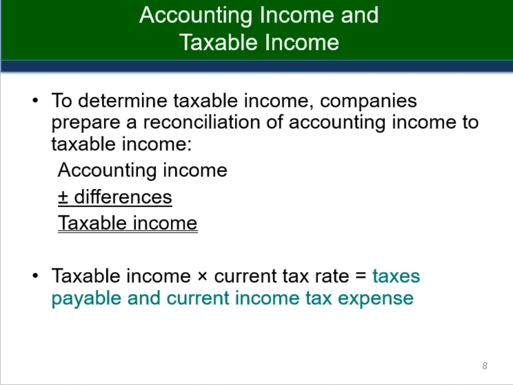So to determine the taxable income, companies prepare a reconciliation. We start with accounting income. We add differences between the two, permanent and temporary differences, and that reconciles to taxable income. Then applying the current tax rate to the taxable income gives us our tax payable and our current income tax measures.